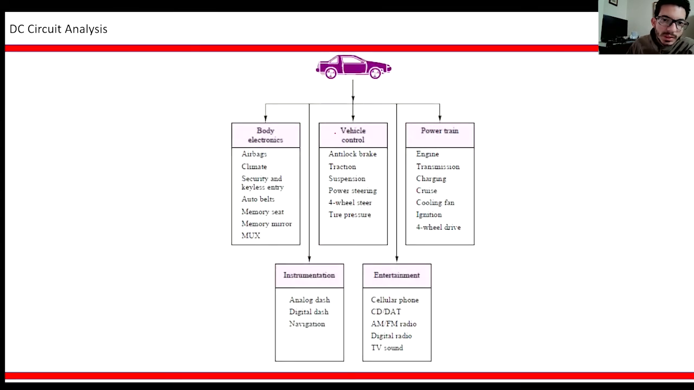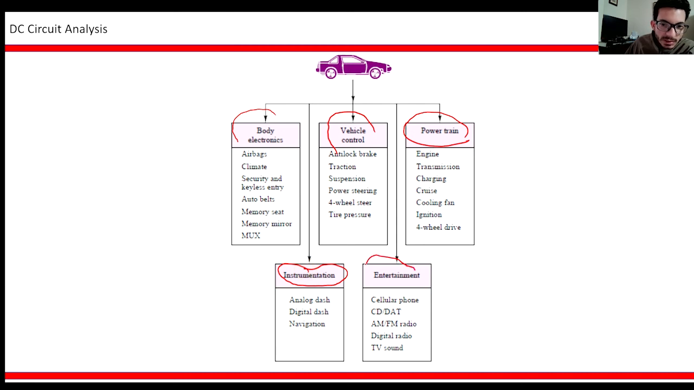So for instance, if we were talking about a car, a car has a lot of systems, or subsystems, that could be a good example to start the introduction for electronics. You have the body or chassis of the car, and we're talking about subsystems. You have the vehicle control, you have the powertrain, the transmission, etc. You have the instrumentation, which is all the sensors and actuators.